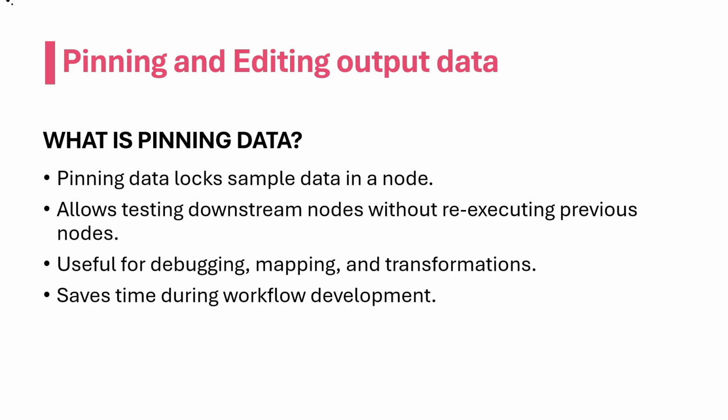For example, imagine you fetch data from an API and you are just testing how it flows to the next node. Instead of calling the API again each time, you can pin the data to reuse it. This feature helps developers save time and also avoid unnecessary API calls, especially when dealing with rate-limited services or large datasets. So it's very useful when you are mapping fields or performing transformations on static sample data.